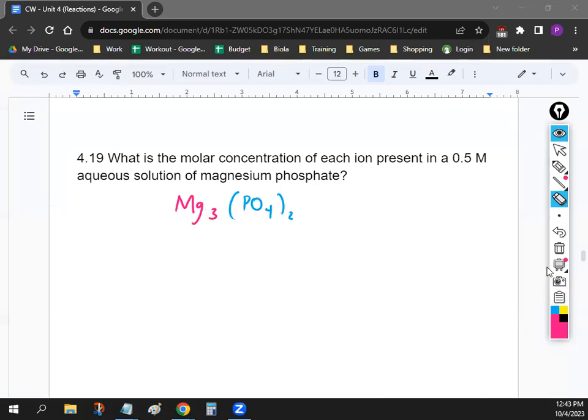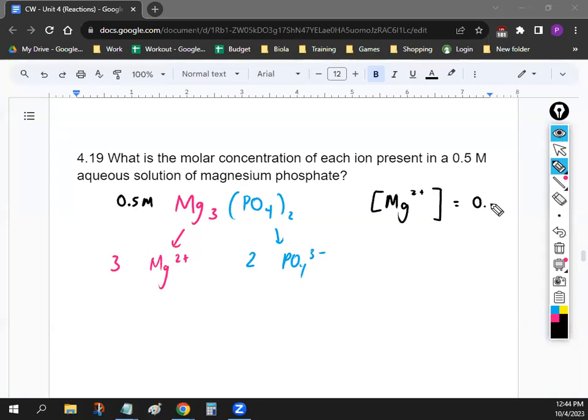Okay. So let's figure out how many of each ion comes out. So every time magnesium phosphate breaks apart, how many magnesiums do we get? 3. So we'll get 3 magnesiums, and then we'll get obviously 2 phosphates. Okay. Everybody good with that so far? So if the concentration of magnesium phosphate, the entire thing, is 0.5 molarity, we've got to figure out what the concentration for magnesium is. What's the concentration for just the magnesium ion?